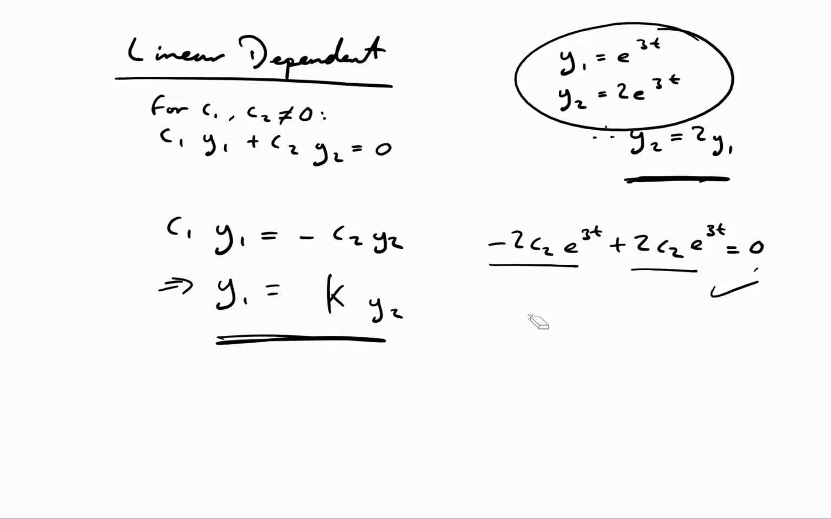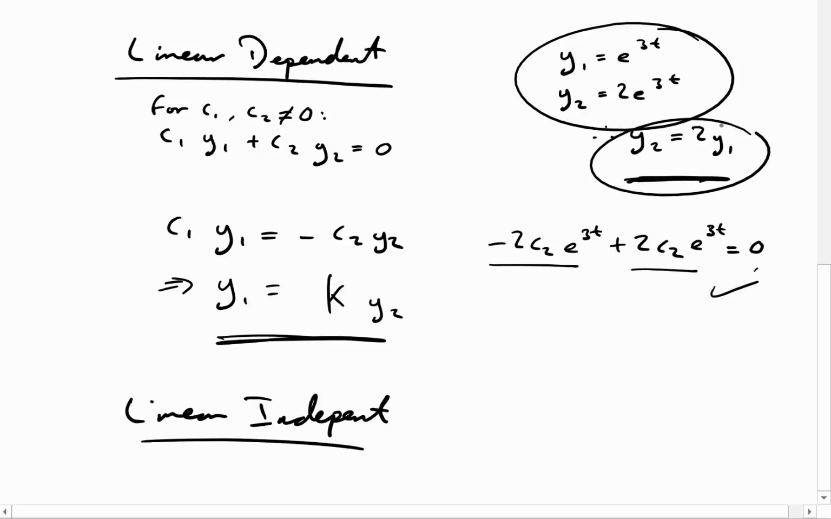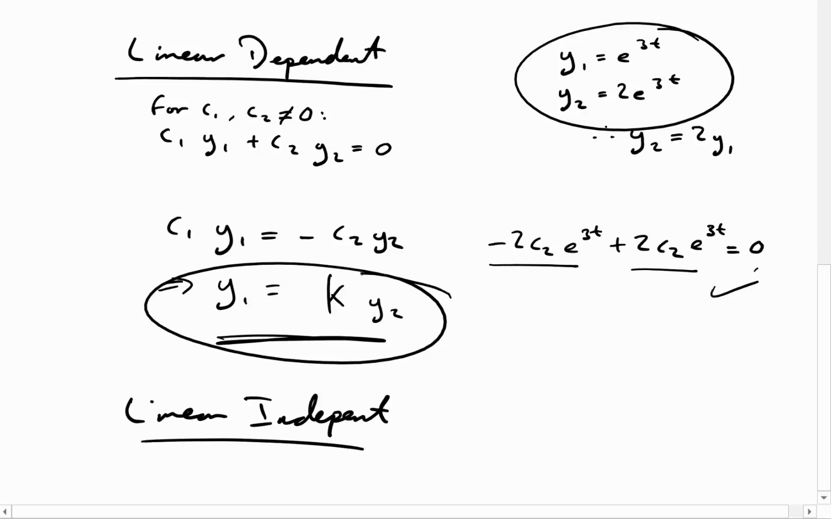And C2 doesn't have to be 0. So in other words, I've found a solution where that is the case, okay? So therefore that's linear dependence. That's exactly the same idea, just presented in a different way. Whereas linear independence, remember, just means that they can't be written like this. One can't be written as a constant times the other, so they're not multiples of each other.